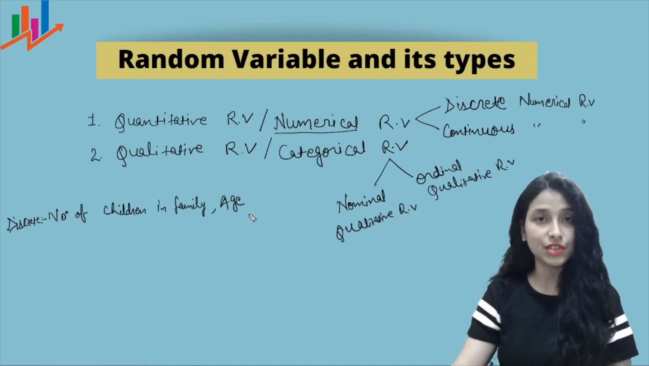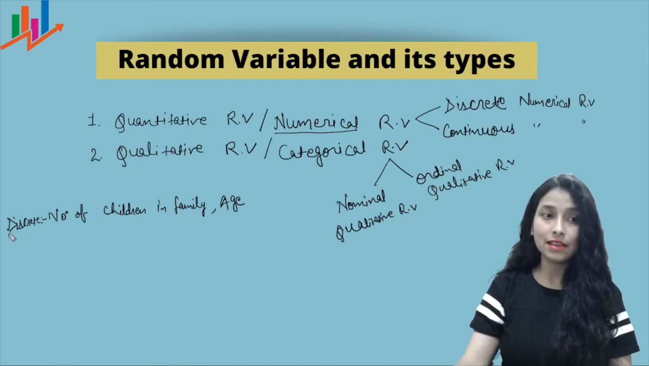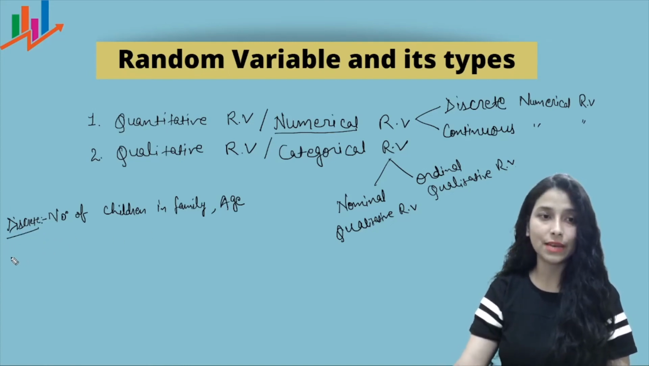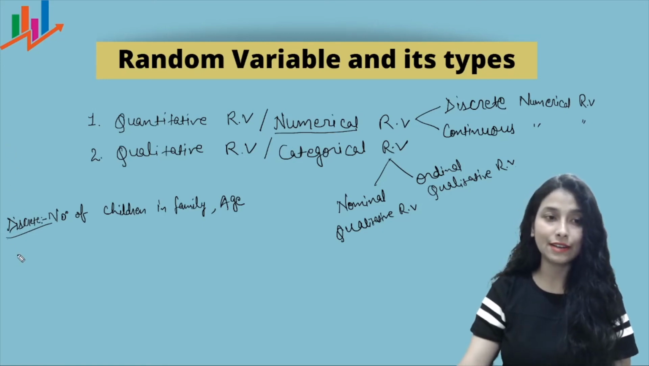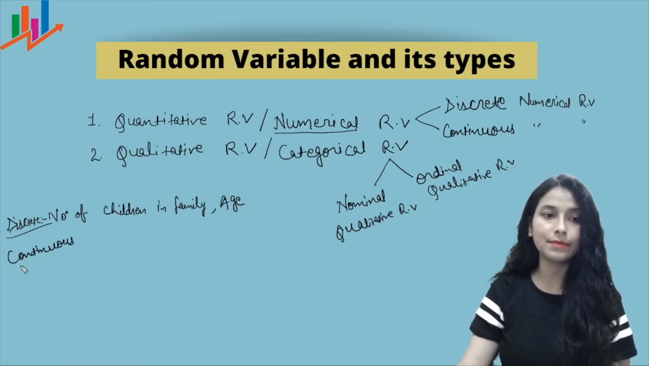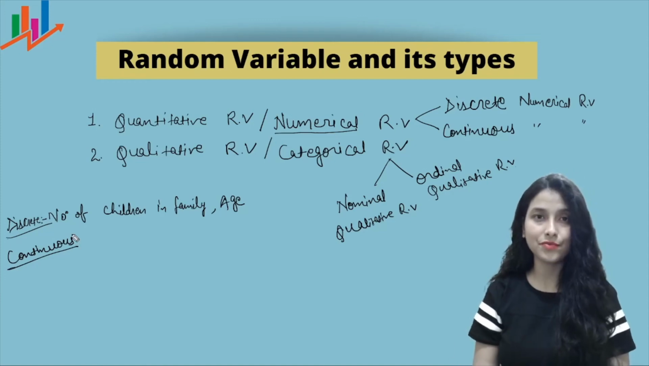Where no such decimal is included, that kind of variable falls under discrete numerical random variable. Now the next type of numerical random variable is continuous numerical random variable. I'll give you one example of continuous numerical random variable.